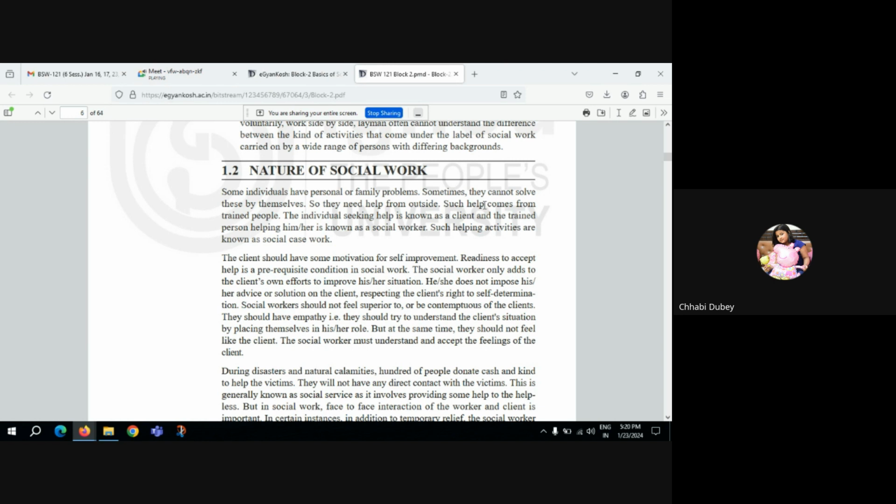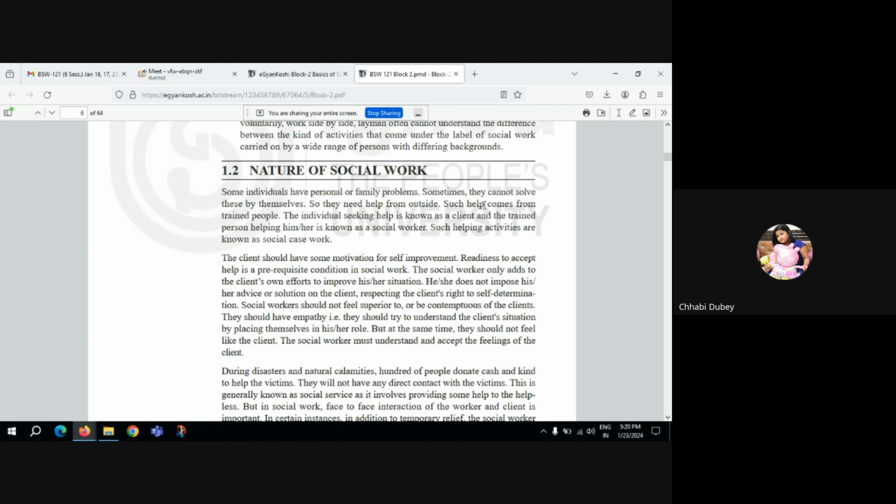Okay, and when we are directly dealing with individuals, we are using what is known as social case work, which is a method used in social work practice. Now, generally, the clients should have some motivation for self improvement. Generally the clients who come to the social workers for help need to have some kind of motivation so that they can bring about changes in their life, in their habits and their behaviors.